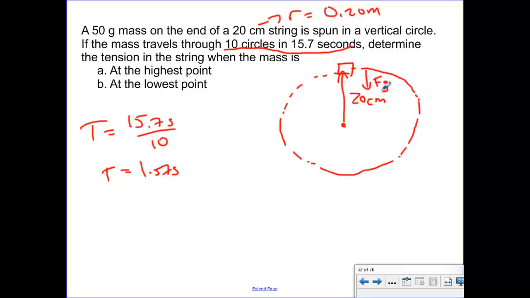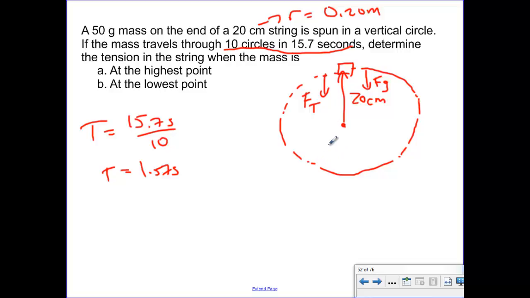What was that? Why would it be different at the highest and lowest? Let me see if I can explain this. Which way would the tension on the string be pulling? No, back. It's pulling it in. Because if the tension doesn't pull this thing in, the thing would snap and go off in another direction. So the tension is pulling it in as well.